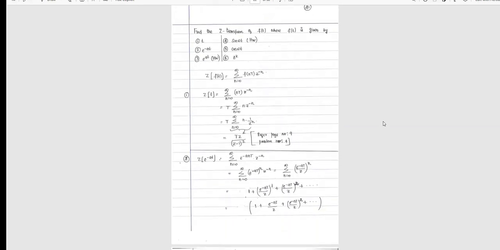So now let's see the next: Z transform of f(t), where f(t) is given by. First, we have f(t) is equal to t. Next is f(t) is equal to e to the power minus t. And the third one is e to the power at. And we have further ones. So we need to find the Z transform of f(t). We have the formula: summation from n equals 0 to infinity of f(nT) into Z to the power minus n. Remember this?